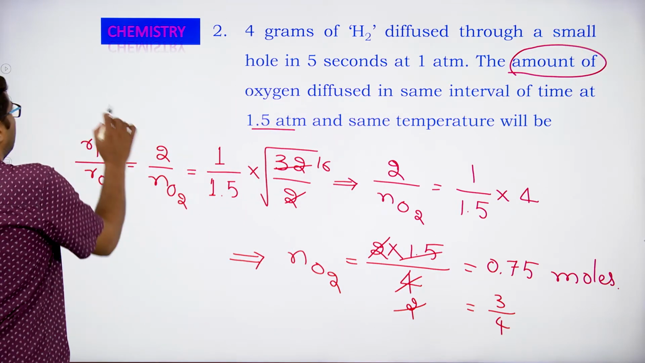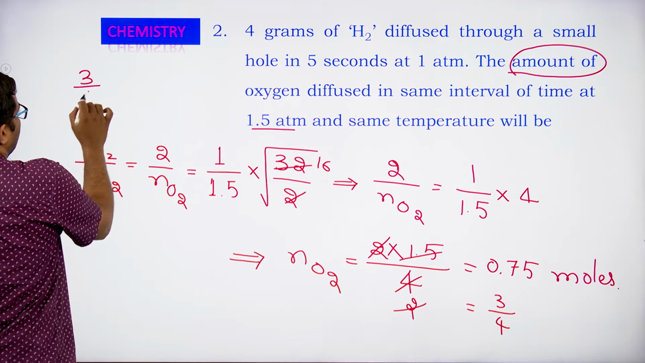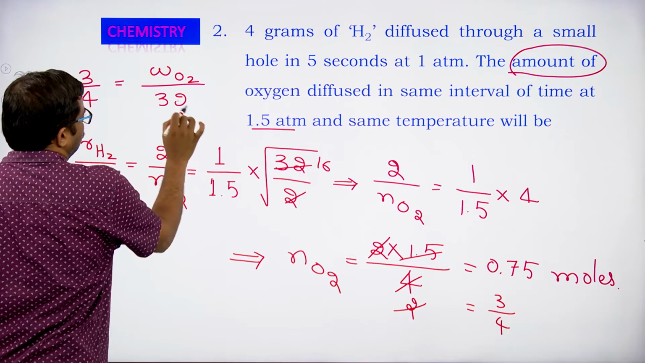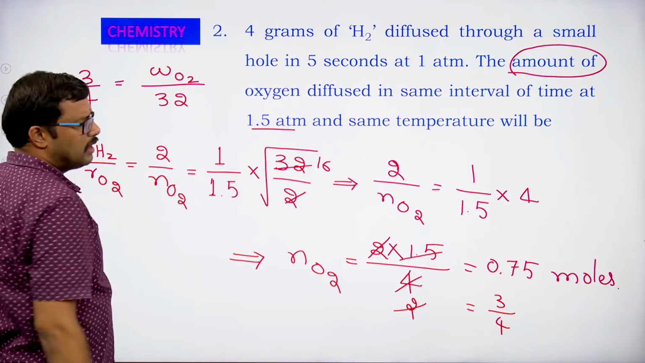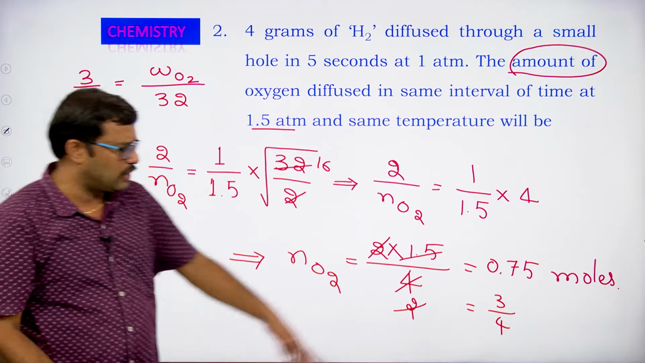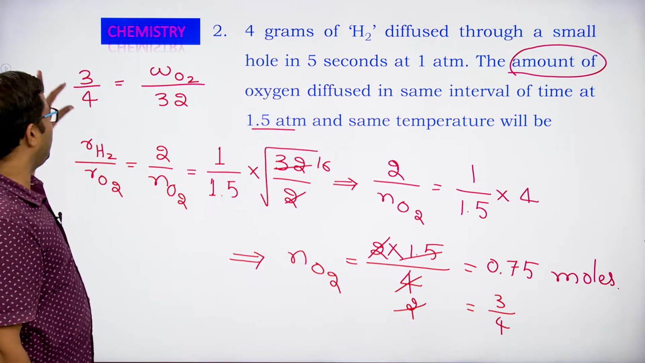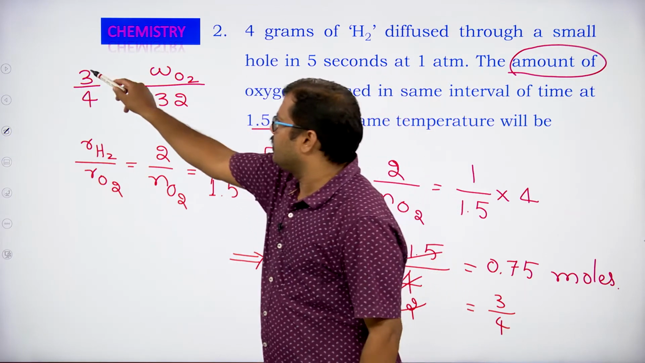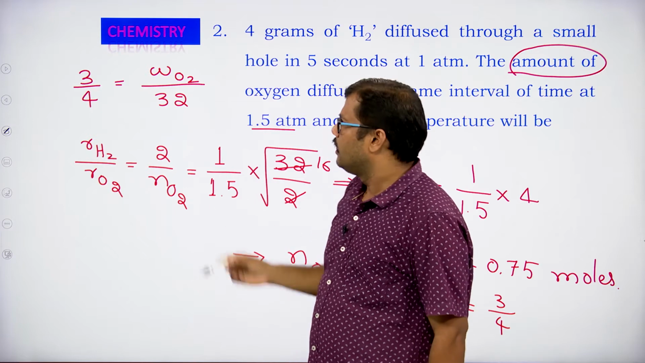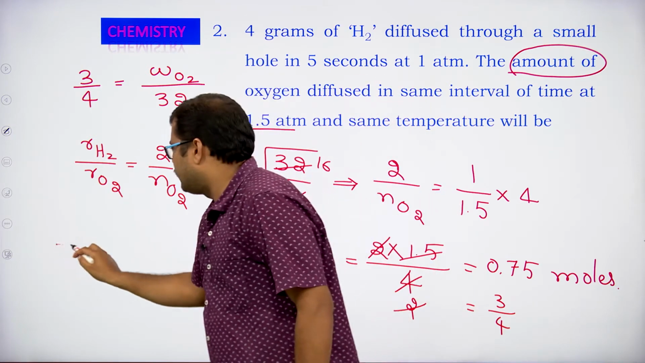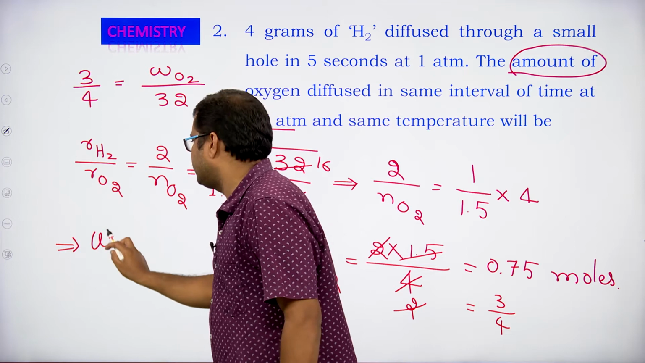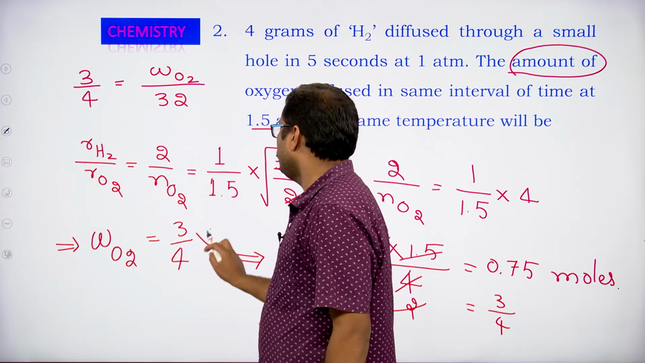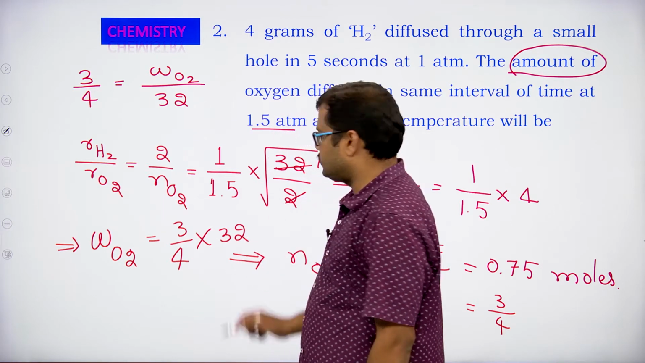Now, we know that the number of moles equals the weight of oxygen by the molecular mass of oxygen, that is 32. The weight of oxygen by the molecular mass of oxygen will give us the number of moles. The number of moles we have calculated is 3 by 4. Now, I am applying the moles formula: moles equal to weight by molecular weight. If I am calculating the weight of oxygen in this case, the weight of oxygen will be equal to the number of moles into the molecular mass of oxygen.